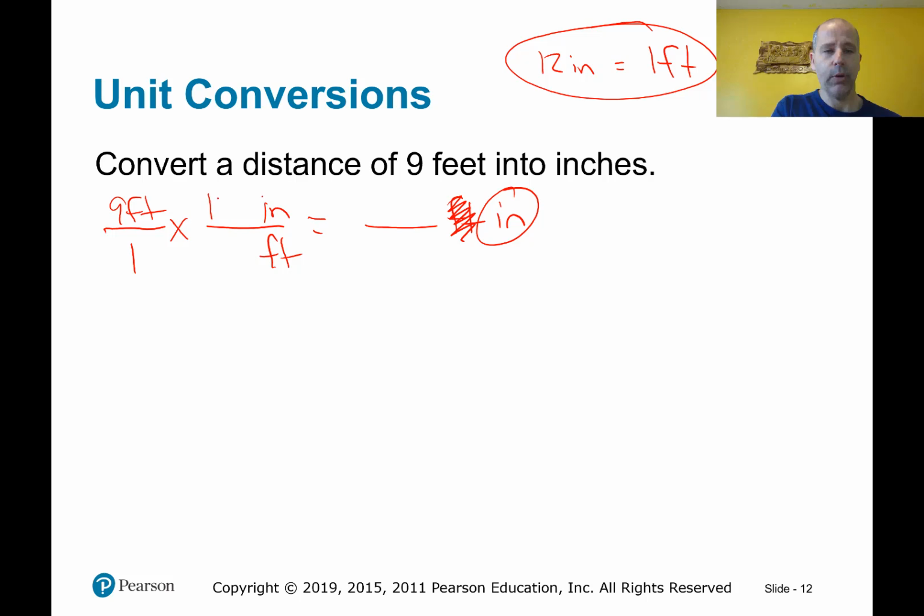So what are we going to do? We're going to write 12 inches over 1 foot. And so the feet will cancel. And guess what? Now we're left with inches. That's the only unit left. Now we multiply across the top and divide by the bottom, right? Multiply across the top and the bottom, which we just get 1 here. So we can ignore that because it's just 1. And then 9 times 12 is 108. Okay, so we find out what? That 9 feet is equivalent to 108 inches.